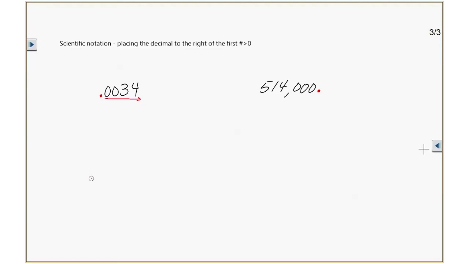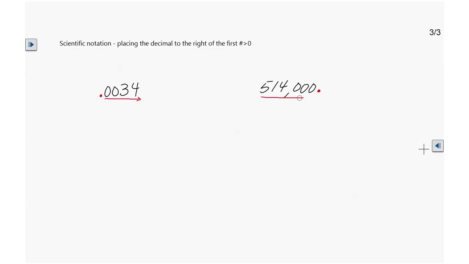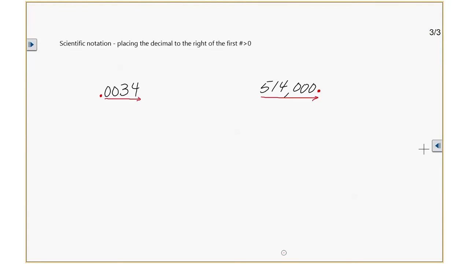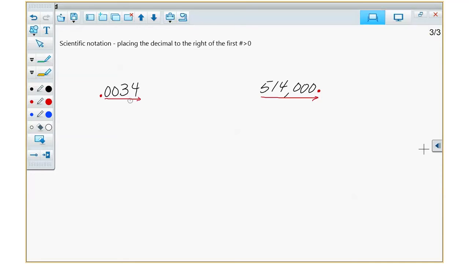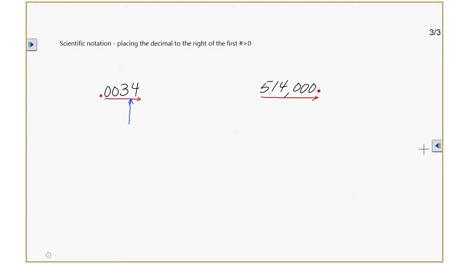I want you to find the first number greater than zero. Right here, go from left to right and find the first number greater than zero. So let's go with this one. Where is the first number greater than zero? 3. The three. So you take the blue and put an arrow right there, because that is where the decimal needs to be. Okay? What number is greater than zero here? The first number greater than zero? The 5. You read from left to right. That's why you got to know this definition. If you don't memorize this definition, you might as well just not deal with this problem.